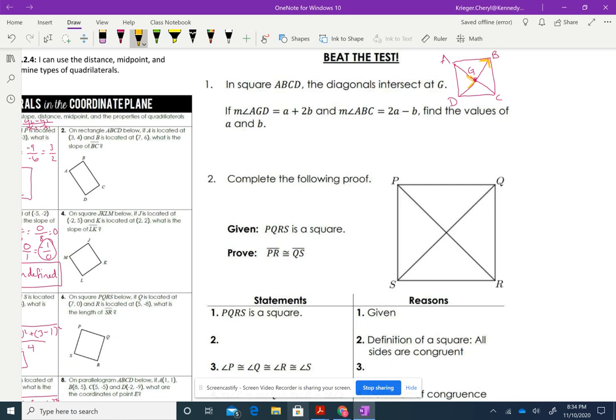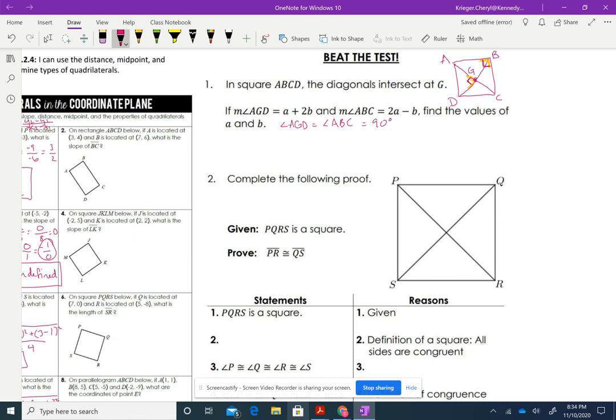Okay, so what do we know? In a square, we have 4 right angles, and the diagonals are also bisecting and intersect at a right angle. Okay, so it looks like angle AGD is equal to angle ABC because they're both 90 degrees.